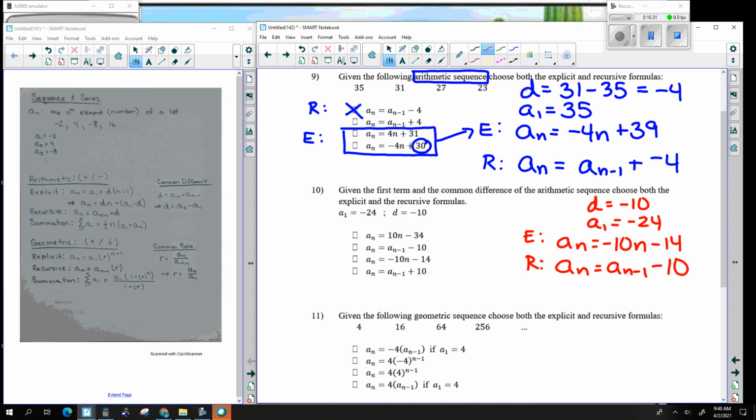So let's just pick those. So there's our recursive and the explicit.